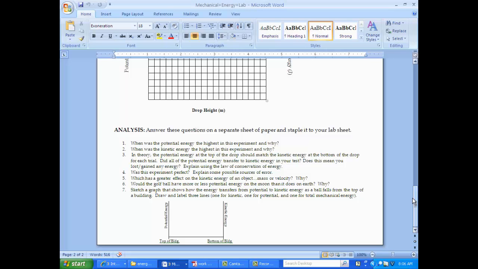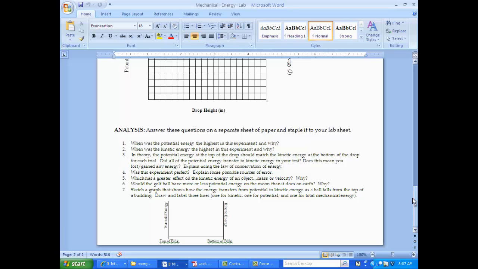Two, when was the kinetic energy the highest in this experiment and why? When was it? Yeah, again, it's going to be at the bottom of the fall from the highest point with the highest mass. If potential was the highest up there, as it falls, it's losing potential and gaining kinetic. So at the bottom of that fall, the kinetic energy is going to be very high.